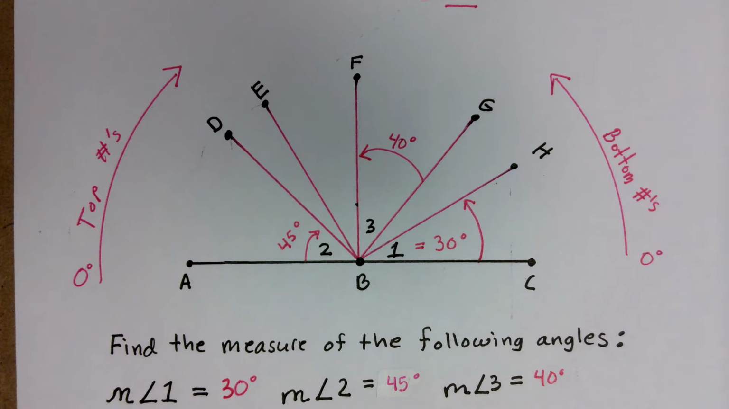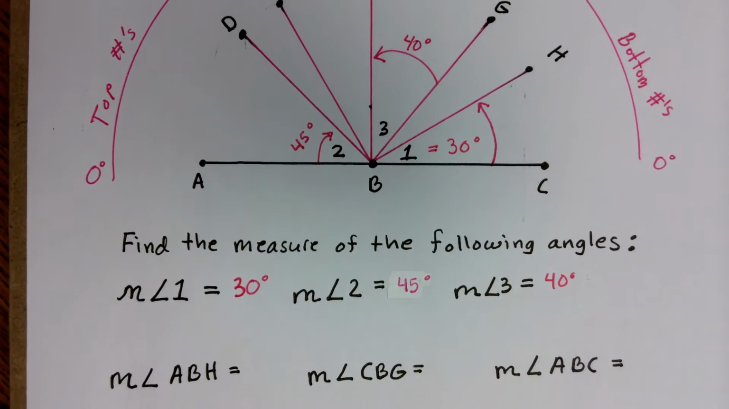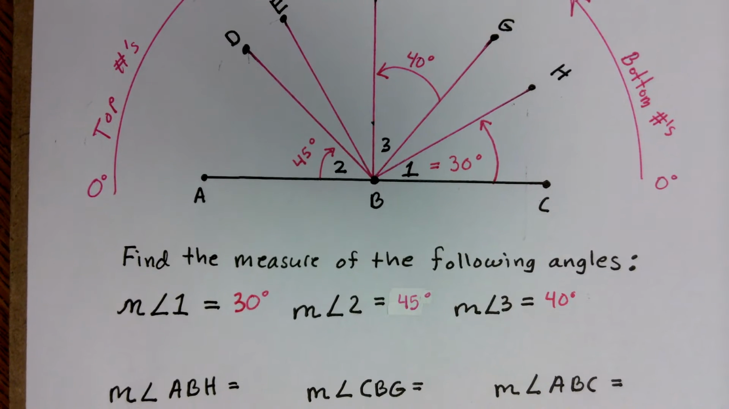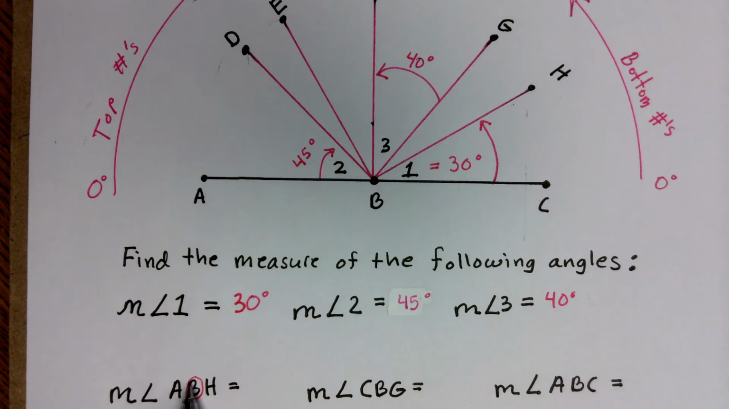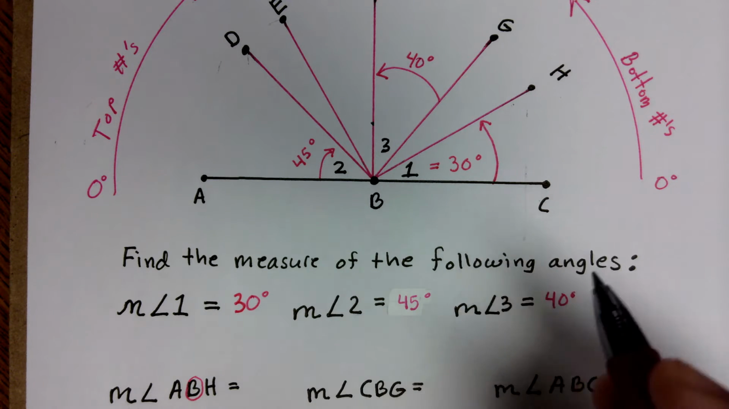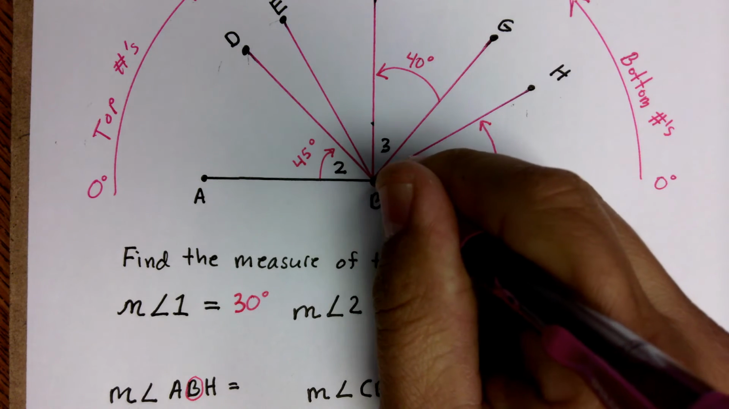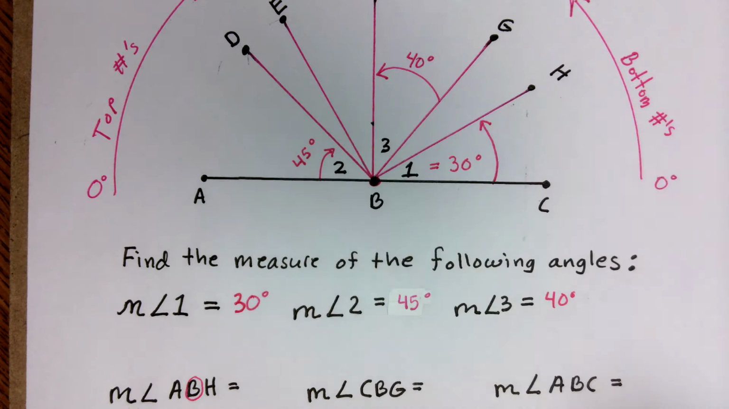So before I end this video, I'm going to find a few more angles, and I'm going to name them a little bit differently, right? Because we can name the angles differently. So for instance, let's look at this one. Notice this says, what is the measure of angle ABH? Remember that the center number is always going to be your vertex. In other words, it's always going to be the point which is in the middle of the angle.